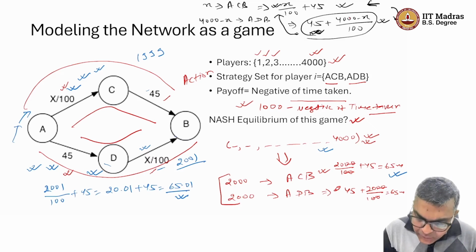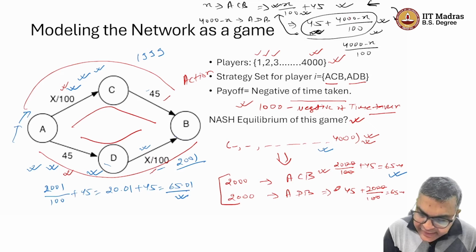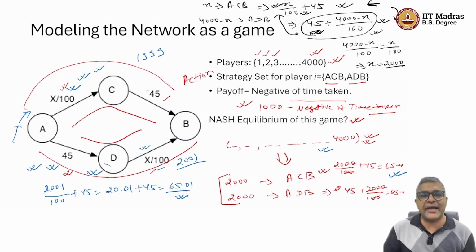So in equilibrium it seems this entity and this entity should be equal. So I can say (4000 minus x) by 100 has to be equal to x by 100, and when we solve it, x will come out to be 2000. That's how I can figure out. But this is not a paradox, this is just we have solved the game.